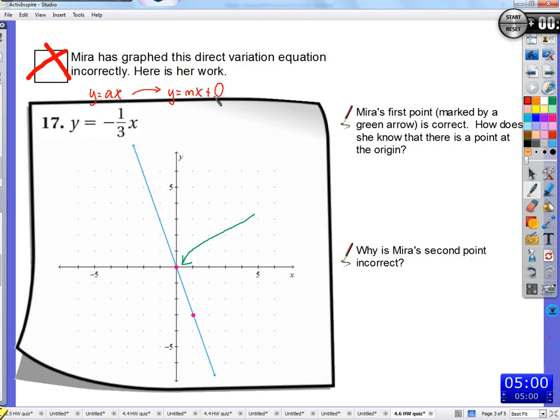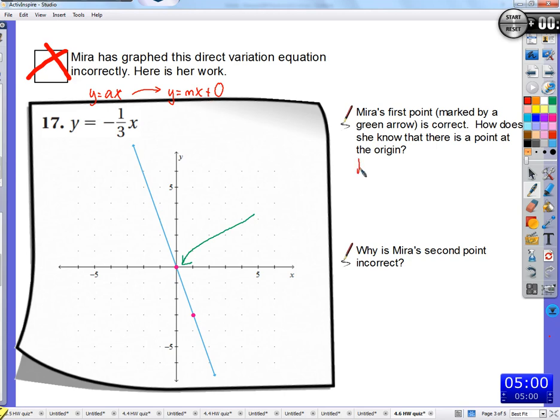Right? All these direct variation equations always look like this, which means they never have a plus or a minus anything over here. So we talked about it last time. It's not that there's no y-intercept. It does intersect the y-axis, but always at zero. It's just not written there. There's a zero there, so the y-intercept is always zero.